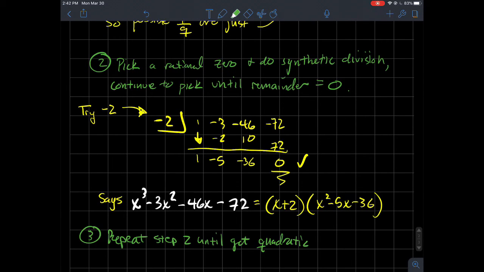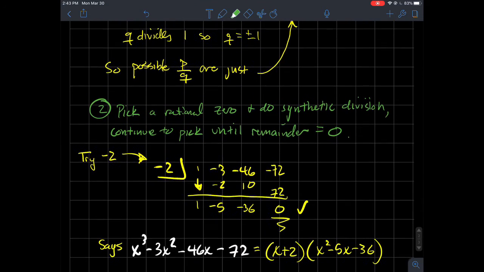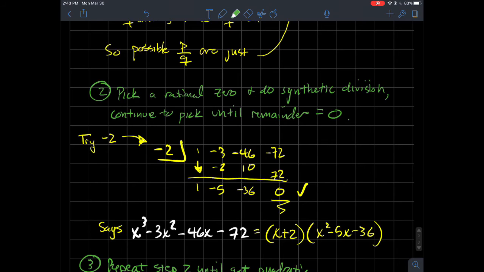You would repeat that step. You'd go back to this list of your p over q's, which again, since q is nice, is really just here, and you'd pick again. Now it's possible negative 2 might work again, who knows, but you just pick again and you keep dividing. And what I hope you see is when you do synthetic division, you keep breaking off one piece at a time of this big polynomial, and you get something that's one degree less than what you started with. So eventually this process should stop.